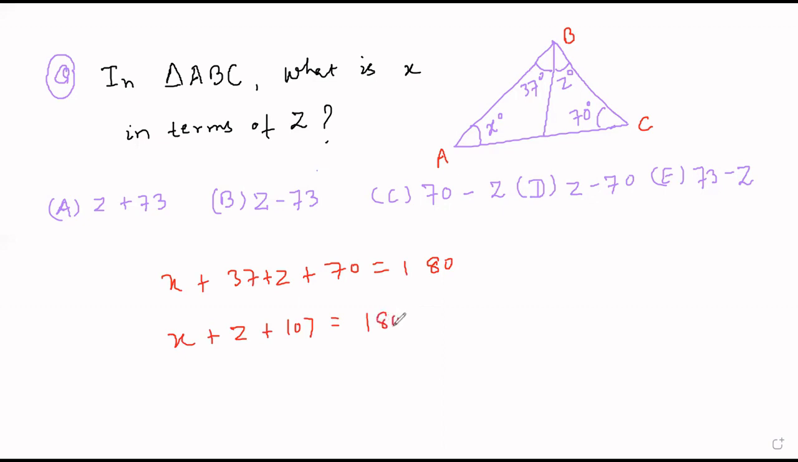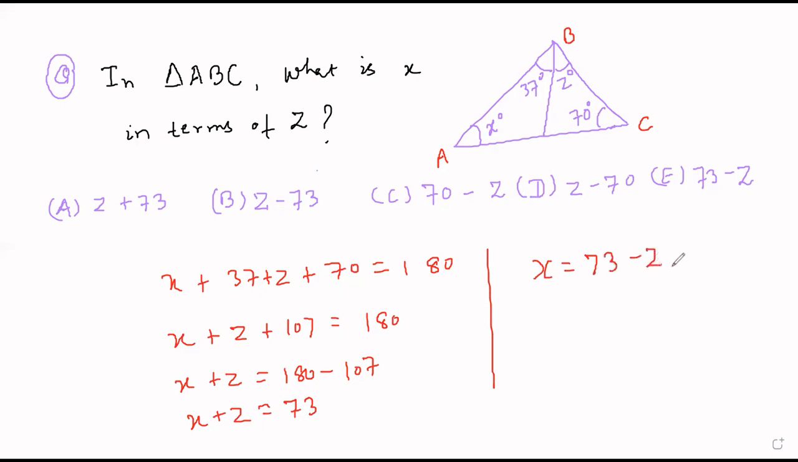is equal to 180. Now x plus z equals 180 minus 107, so that is 73. Now x equals 73 minus z. So 73 minus z is the answer. So 73 minus z is option E. So we'll go with option E.